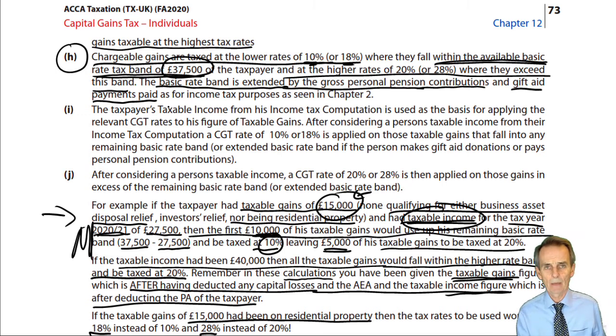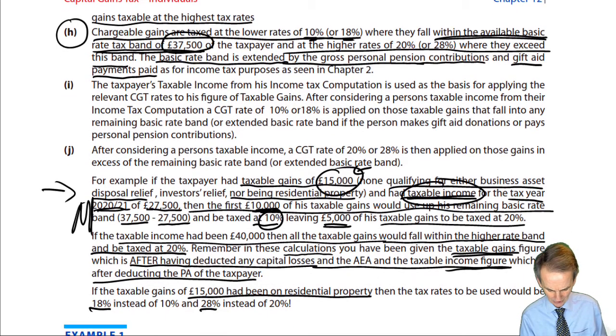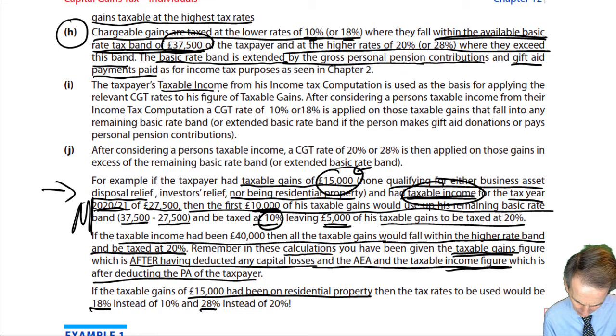The extension didn't matter. But if you then also got to work out, or instead work out, the CGT liability, then you have to realise that with a taxable income of £35,000, but now an extended basic rate band limit of £40,000, there is £5,000. The first £5,000 of your taxable gains would benefit from the lower tax rate, whether that is the 10% or, in the case of residential property, 18%, before you then move to those higher rates. So remember that, please.